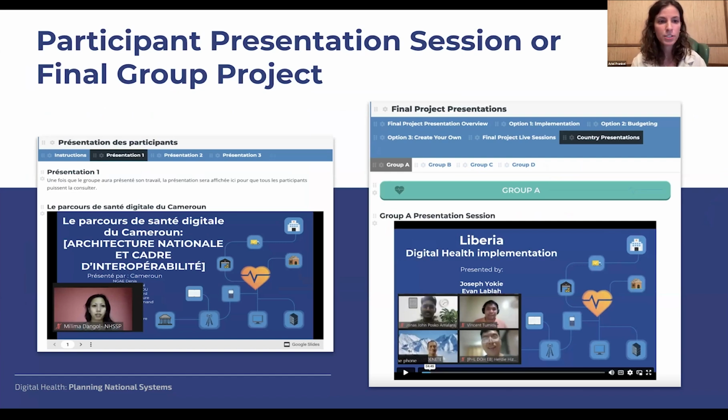So this final project group presentation gives participants the ability to take the concepts they've been learning throughout the course and apply them to a final project that shows us how it will show up in your specific country context. These are some of the most exciting parts of the course, and we love our final project group presentation sessions.